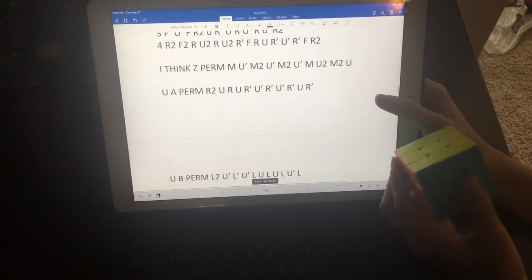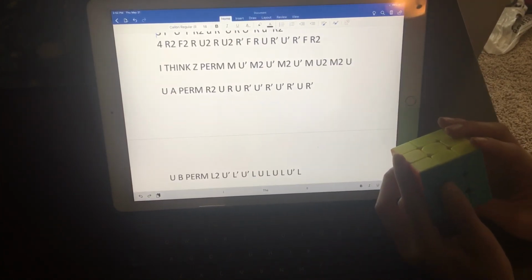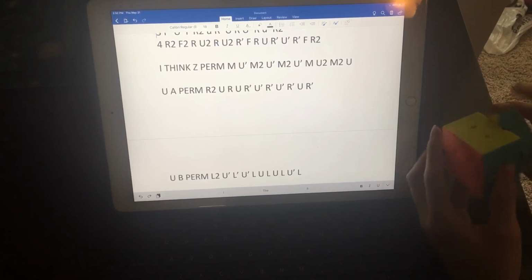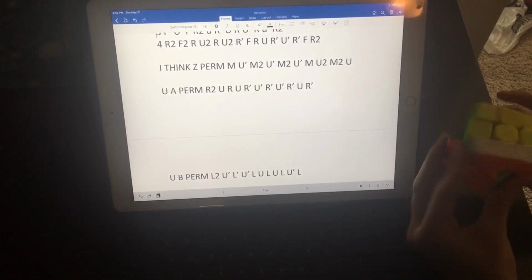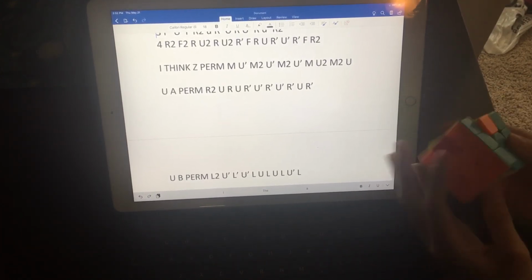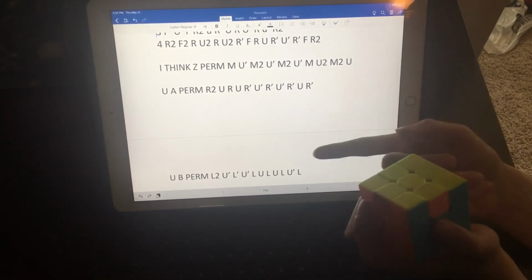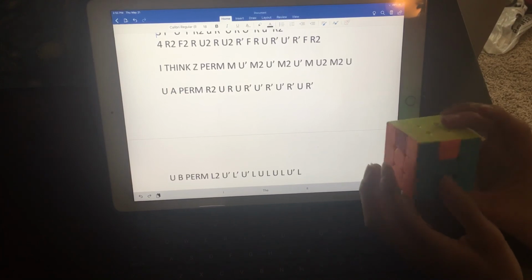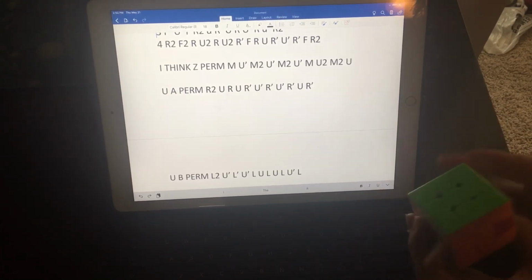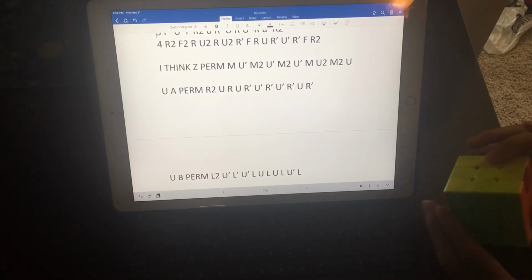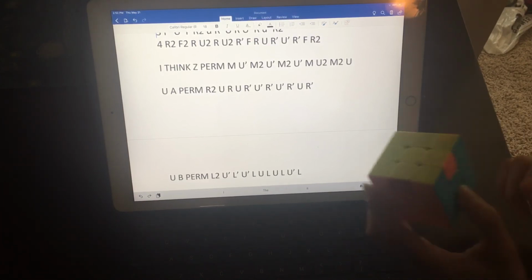So now the UA perm and the UB perm. So you can see how to set this one up. You just do the opposite. So if you want to set up the UA perm, you do the UB perm. If you want to set up the UB perm, you do the UA perm. So how you can tell this is there will be a solve side. You will put that on the back. There will be a different dot in each one of these.